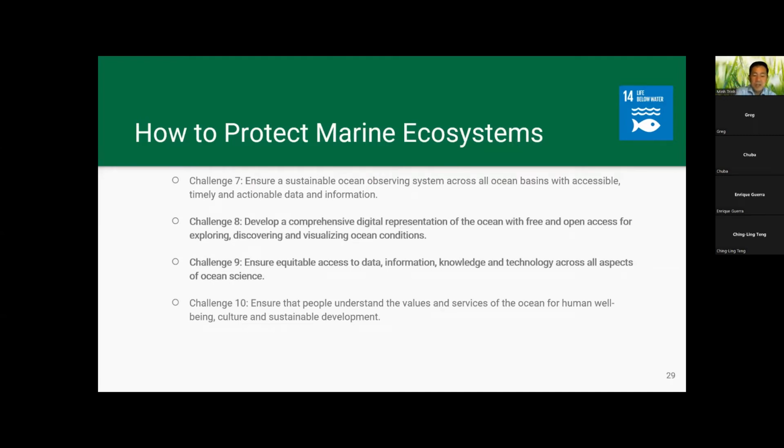Challenge 7, ensure a sustainable ocean observing system. So we need to be able to observe the systems, right? The oceans, and possibly in real time, right? So we know what's going on.